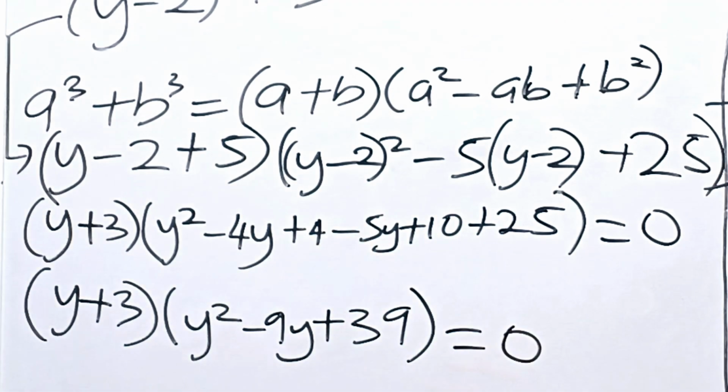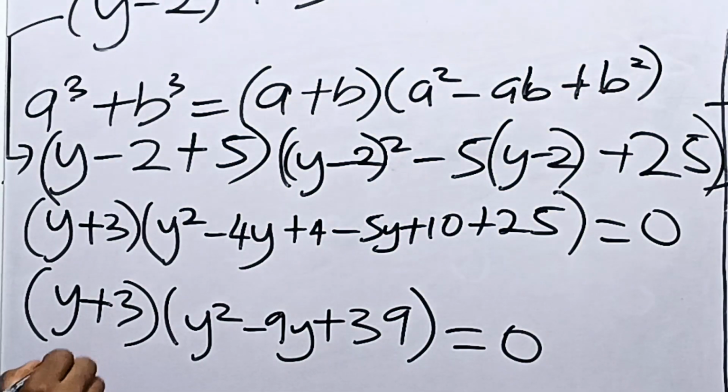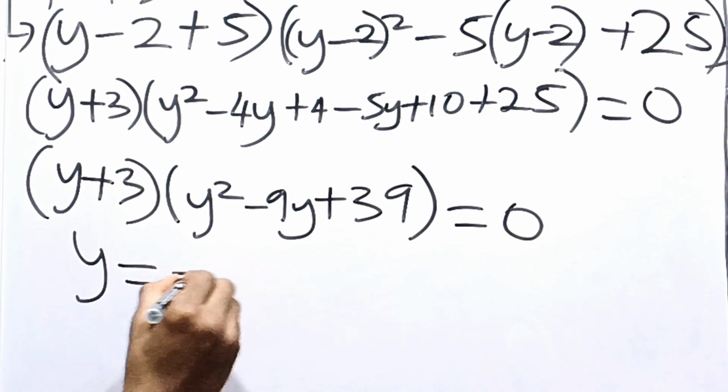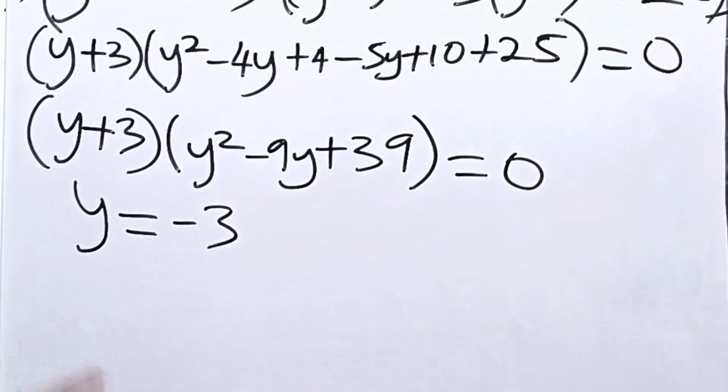Is equal to 0. So for the first answer for y, we have that y is equal to negative 3, because y plus 3 is equal to 0. If you cross over the 3, it becomes negative.